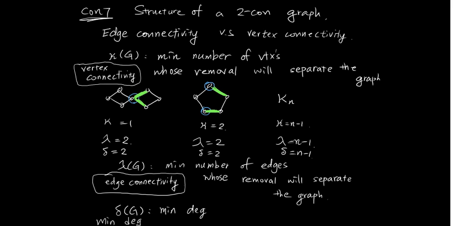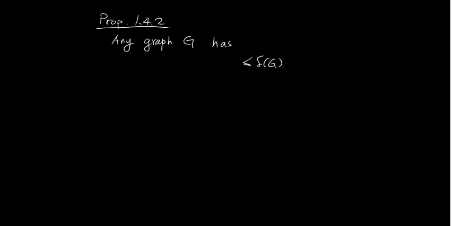Okay, so actually there is a relation between all these parameters. This is from the numbering of the textbook. It's one of the propositions that any graph... like what I said, the minimum degree is an upper bound for the lambda.